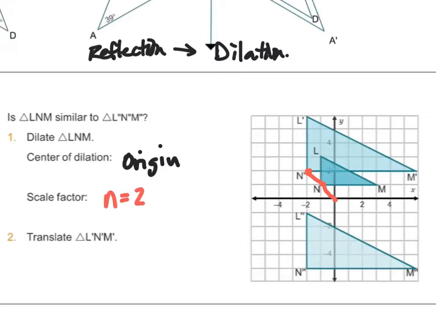And then what we do is we translate that figure down how many units? So from N prime to N double prime, that's going to go 1, 2, 3, 4, 5, 6, 7. So that means that we're going to translate this down 7 units.